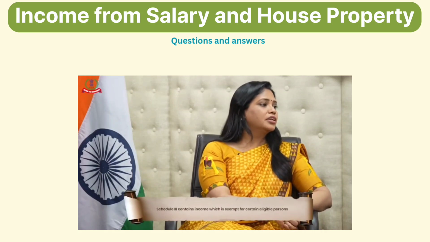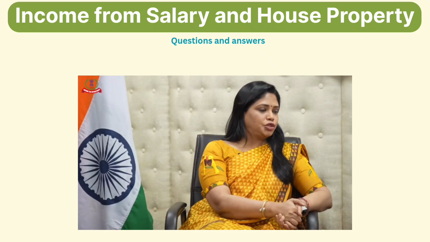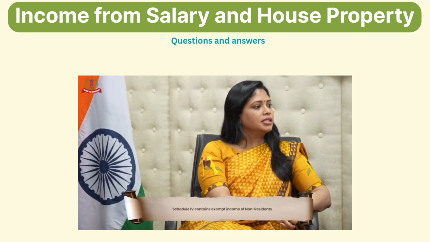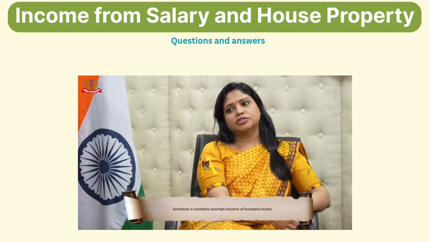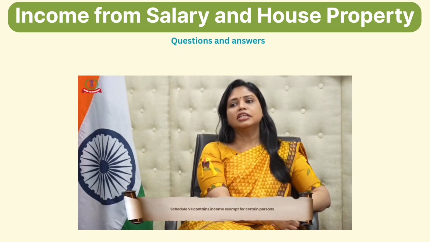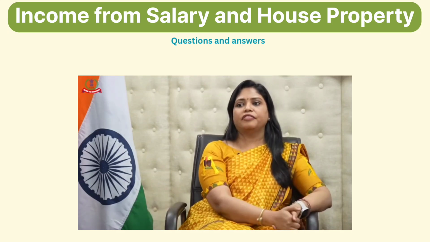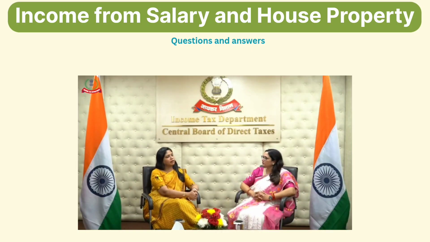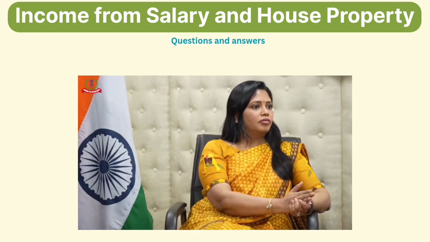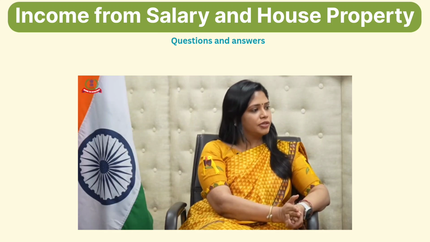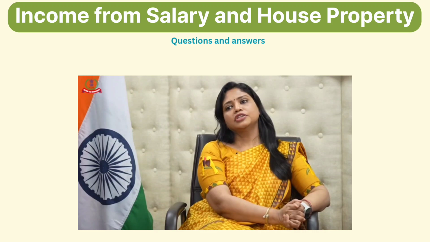Schedule 3 contains income exempt for certain eligible persons like members of a HUF or partners of a firm. Schedule 4 contains exempt income of non-residents. Schedule 5 contains exempt income of business trust, REIT, InvIT, sovereign wealth fund, etc. Schedule 6 contains exempt income of IFSC and its units. And Schedule 7 finally contains income exempt for certain persons like PM CARES Fund or other such persons. So now they are spread across 6 schedules. All the redundant provisions have been removed, and the tables now contain 3 columns. First column contains exempt income, second column contains exempt person, and third column contains the conditions under which such exemptions are provided.